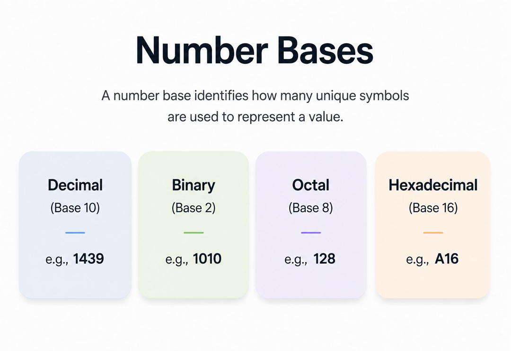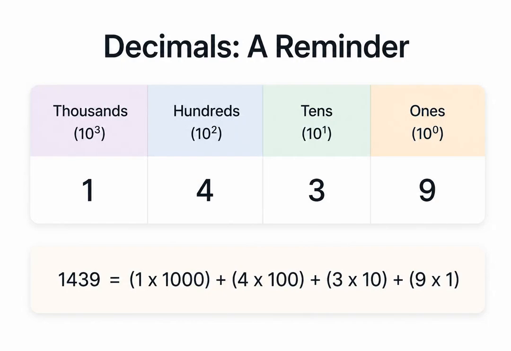We are all very used to the decimal system, which uses 10 symbols. But in computing, we also rely heavily on binary, which is base 2, octal, which is base 8, and hexadecimal, which is base 16. Let's quickly remind ourselves how the decimal system works.